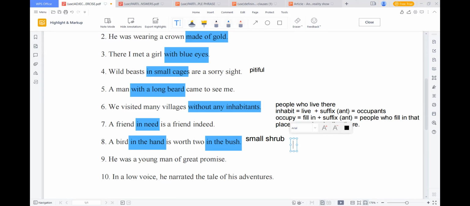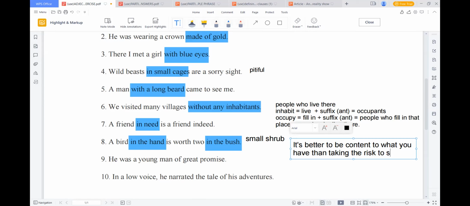It's better to be content with what you have than taking the risk of losing everything, or than taking the risk to seek more. Okay, so that's the meaning of it.